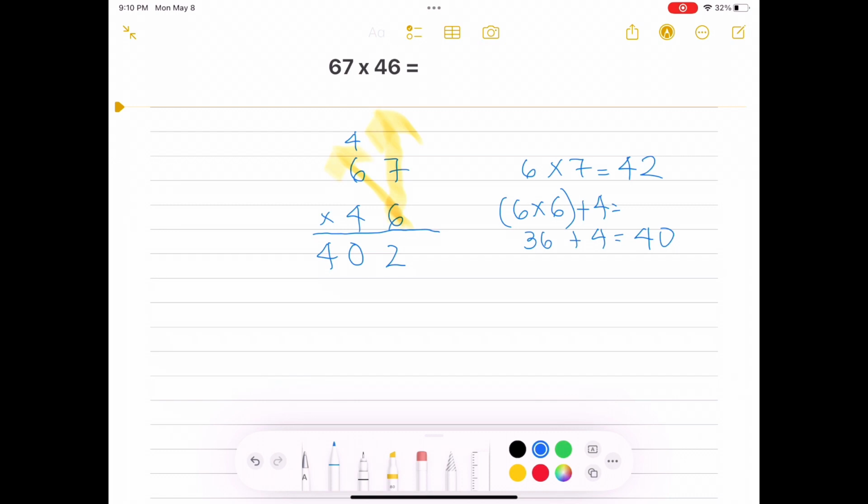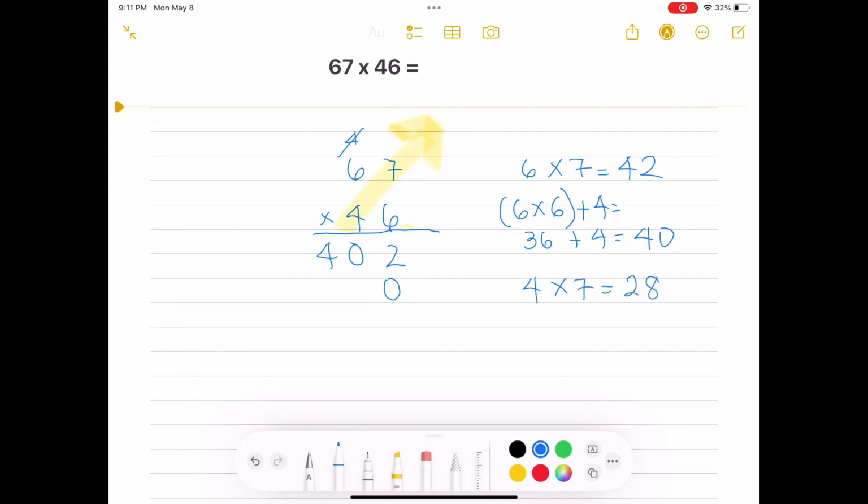Okay, now you tidy up a little bit by crossing out the 4 that was carried from before. And now we are multiplying by the tens digit of the lower number. So we put a 0 in the ones column as a placeholder. And now we're ready to multiply the tens digit of the lower number with the ones digit of the upper number. So that's 4 times 7 equals 28. Write down the 8, carry the 2.